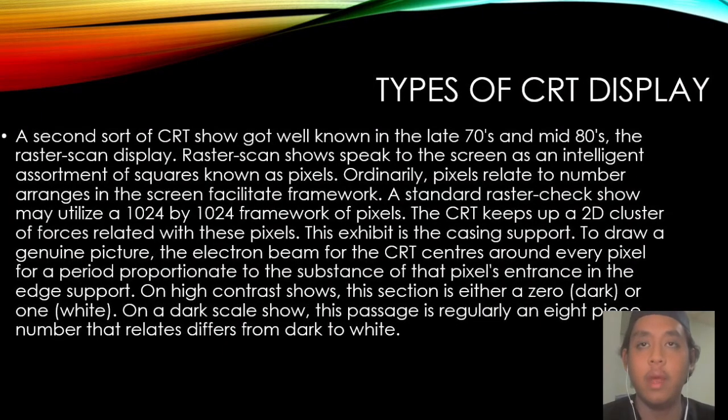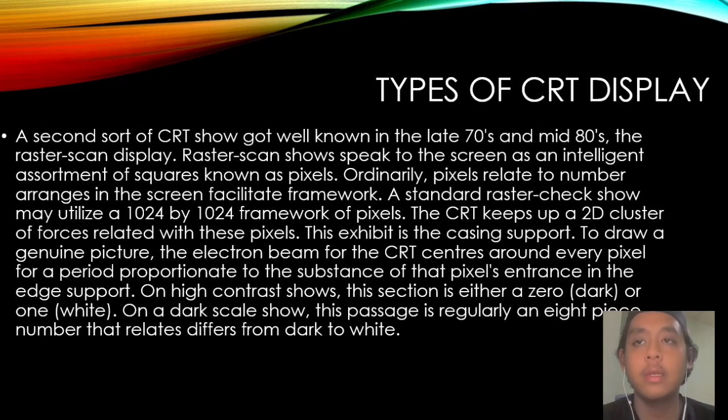Okay, after that I will explain the type of CRT. The second sort of CRT display got popular in the late 70s and early 80s, the raster scan display. Raster scan displays represent the screen as a rectangular assortment of squares known as pixels. Ordinarily, pixels relate to integer coordinates in the screen coordinate framework.